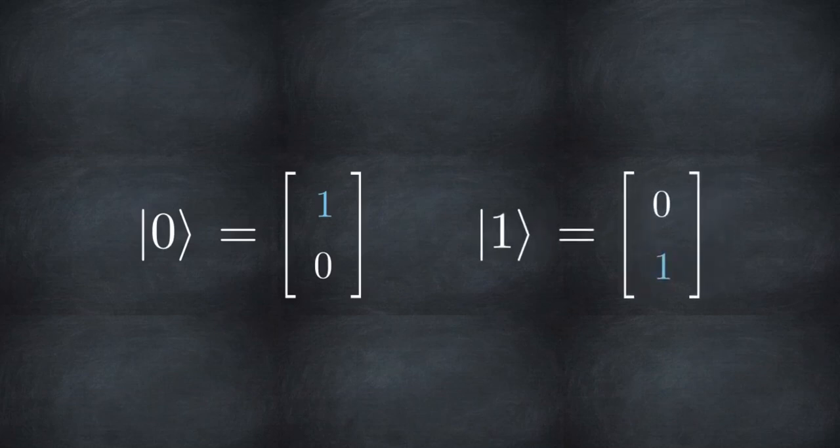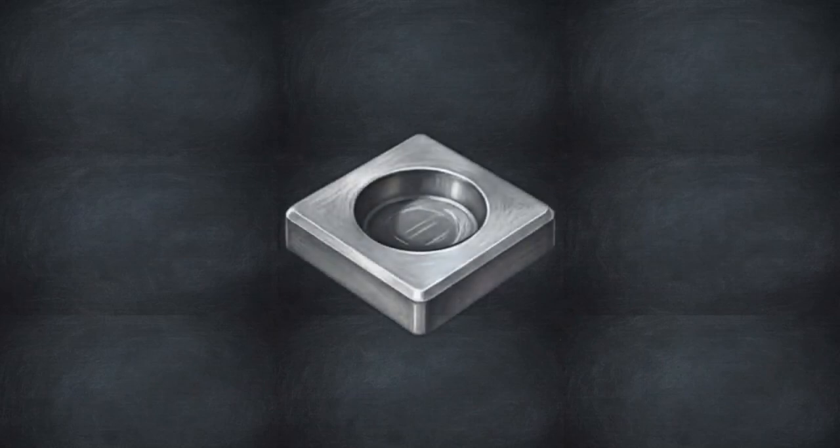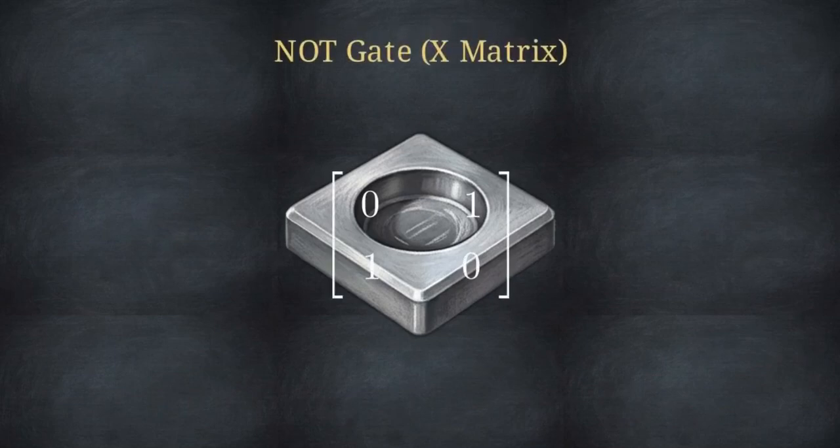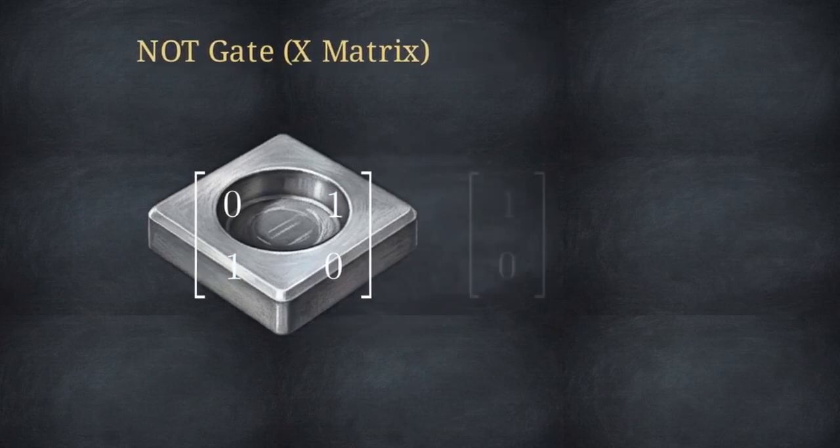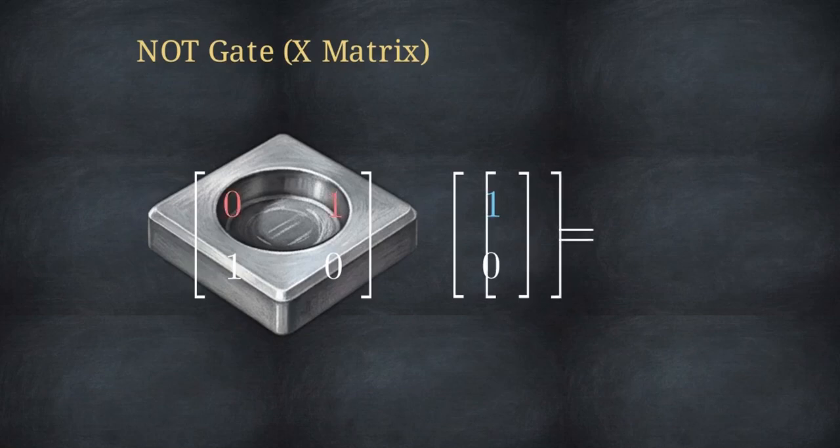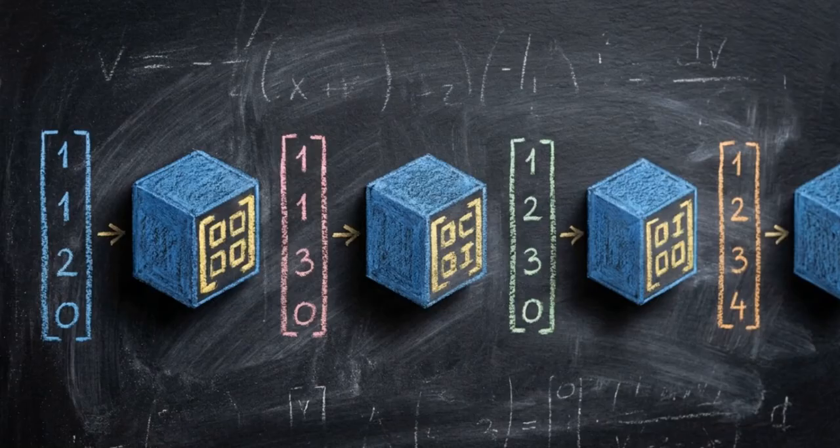When a computer processes information, it runs these bits through logic gates. In linear algebra, a logic gate is simply a 2x2 transformation matrix that multiplies against our state vector. For example, the classical NOT gate, represented here by the X matrix, simply permutes the indices. When we multiply the 0 state vector by this matrix, the 1 swaps to the bottom row, cleanly flipping the state to a 1. All of classical computation reduces to this process: sequential linear transformations applied to deterministic basis vectors.